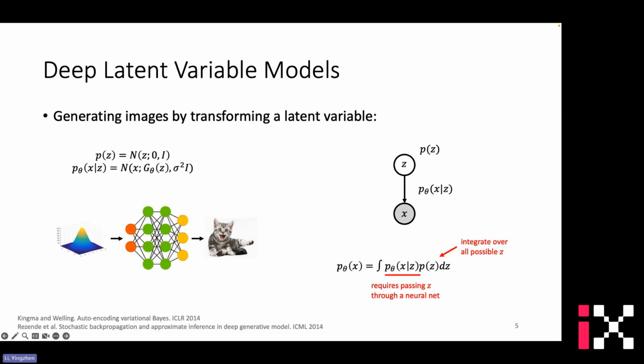In particular, to calculate the probability of, let's say, this cat under your model, you need to calculate P of X. It means you need to compute this integration over Z. For every possible Z, I need to evaluate the corresponding likelihood term, which, from our definition here, requires you to pass that latent variable through the neural network, and you need to do that for every possible latent variable Z. This is not very efficient, and in fact intractable.